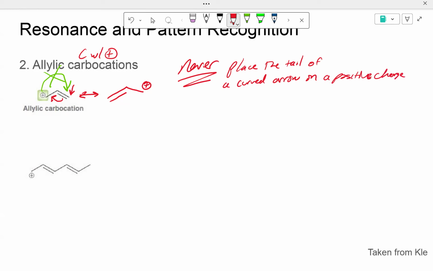Why is that? Because a plus charge is not a physical object. Electrons are physical objects. A plus charge is the absence of something negative, an absence of electrons. And so it's literally just a hole, empty space. You can't move empty space. There's nothing to move. So that's why you don't show a curved arrow starting at a plus charge.